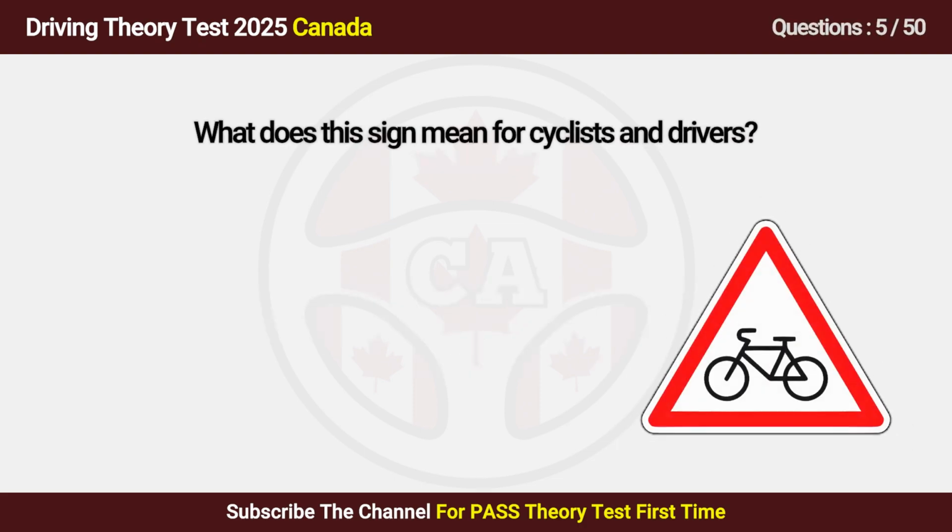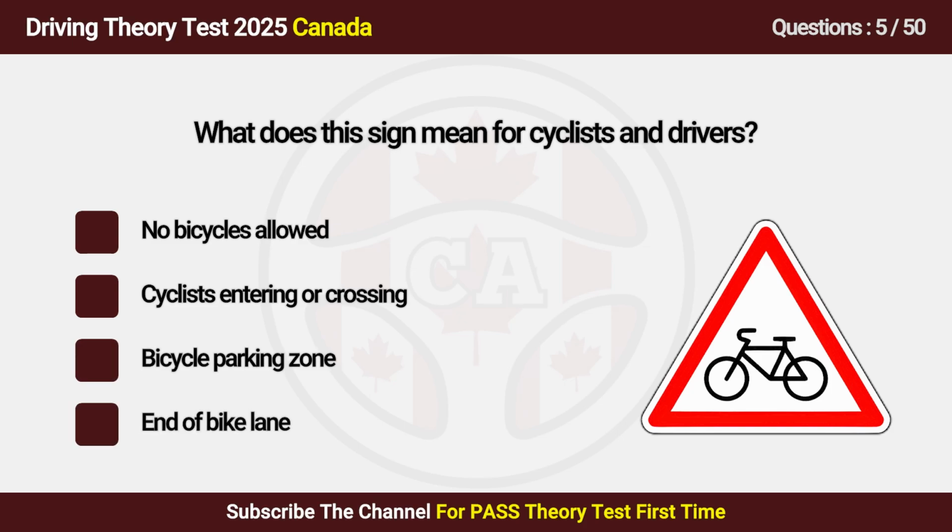Question 5. What does this sign mean for cyclists and drivers? A. No bicycles allowed. B. Cyclists entering or crossing. C. Bicycle parking zone. D. End of bike lane.